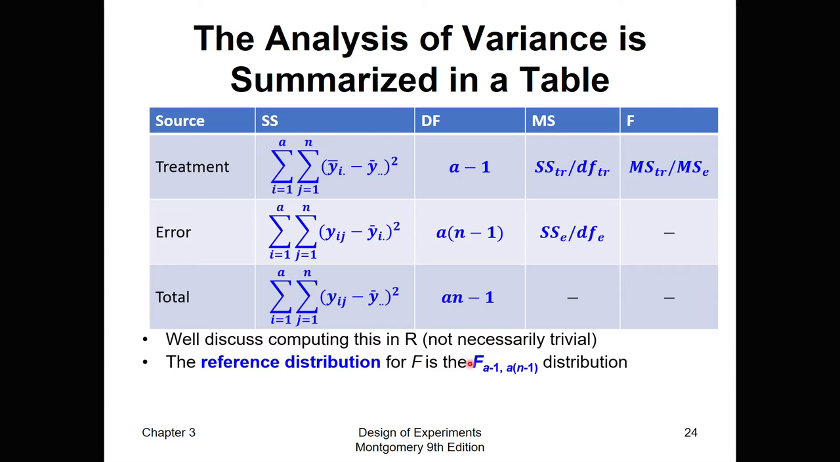Now, F distributions actually have two sets of degrees of freedom. They have the numerator degrees of freedom for the treatment and the denominator degrees of freedom for the error. So our numerator degrees of freedom is a minus 1. Our denominator degrees of freedom is a times the quantity n minus 1. And so for our F statistic, we have F with a minus 1 and a times (n minus 1).